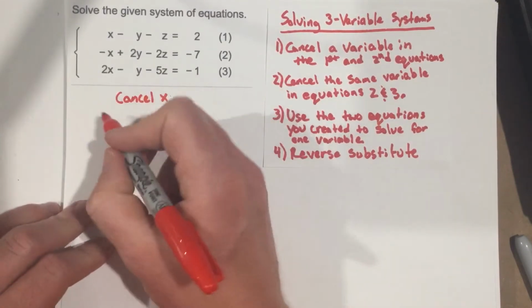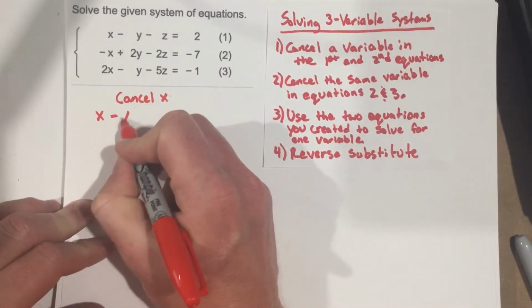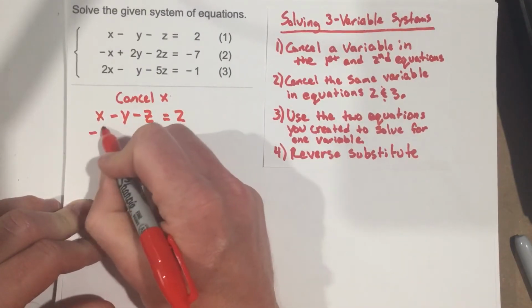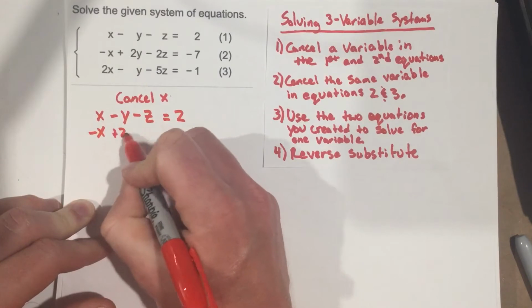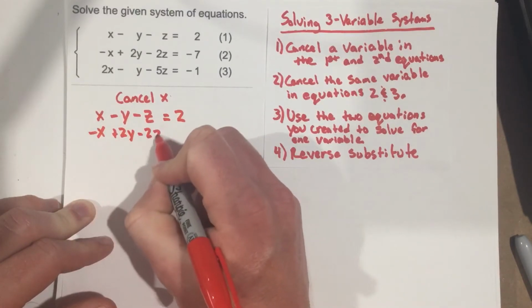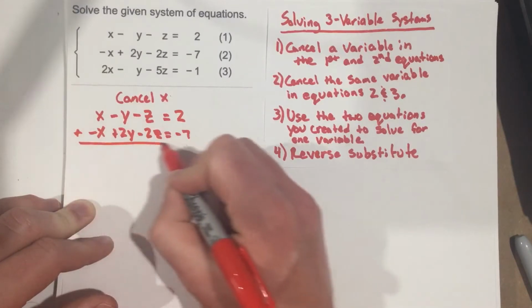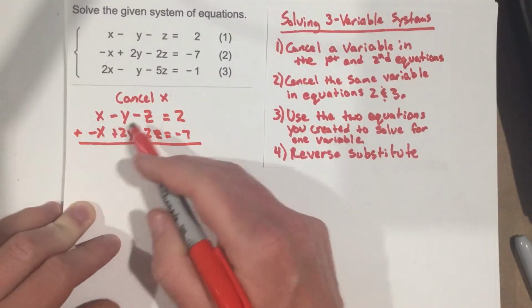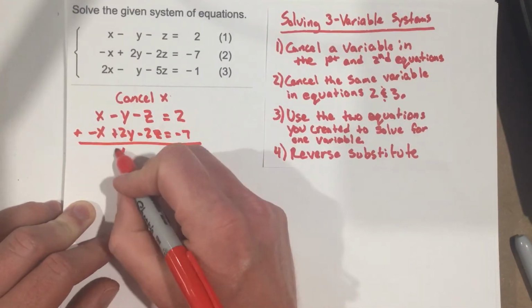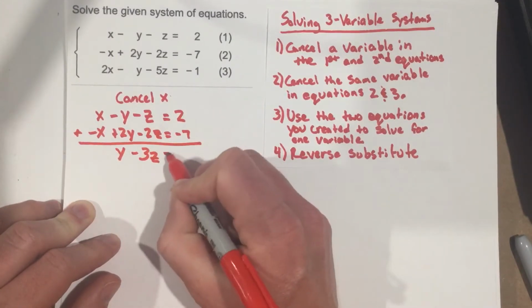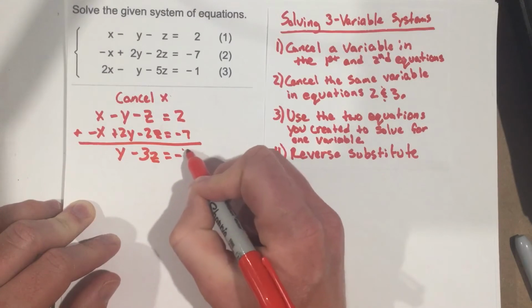So we're going to take x minus y minus z equals 2, and negative x plus 2y minus 2z equals negative 7, and we're going to add them together. This gives you 0, this gives you y minus 3z equals negative 5.